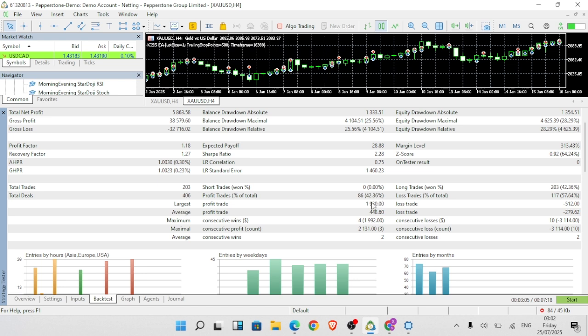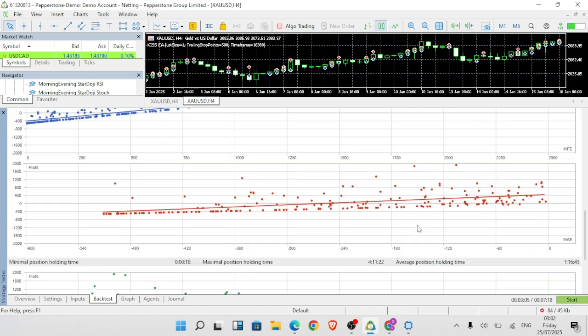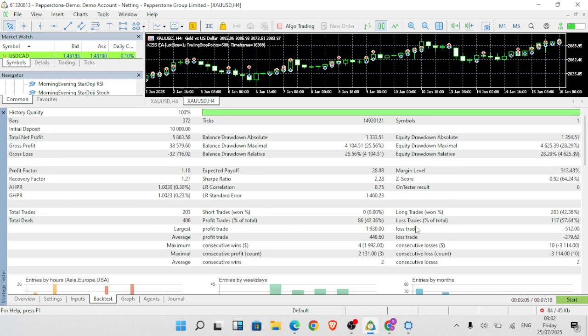The largest profit was $1,930, but when we were looking at the floating profits, there was a point it got to over $2,000, which is very good. If you are monitoring the trades, maybe you can close at that point. Yeah, so these are the metrics. You can look at them. Very impressive results, I can say.